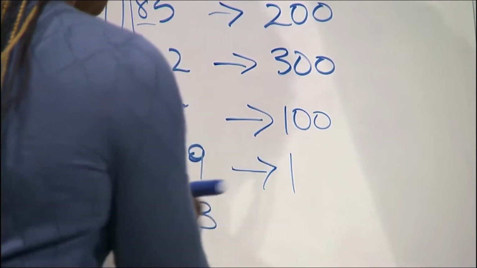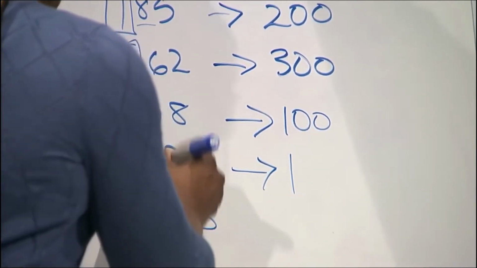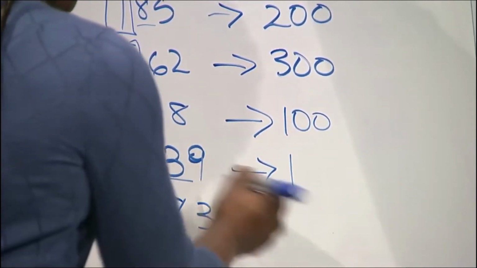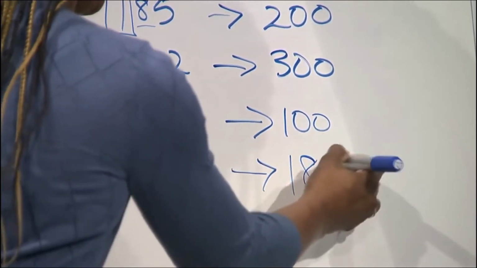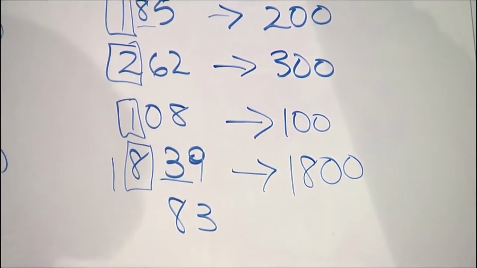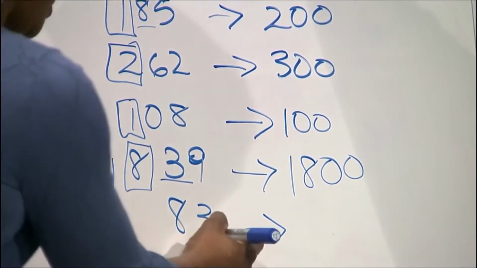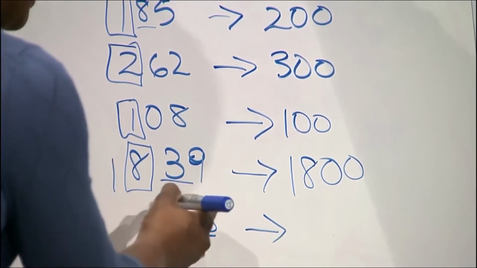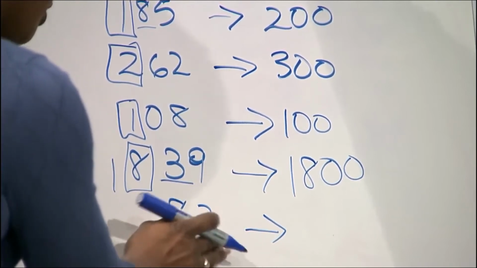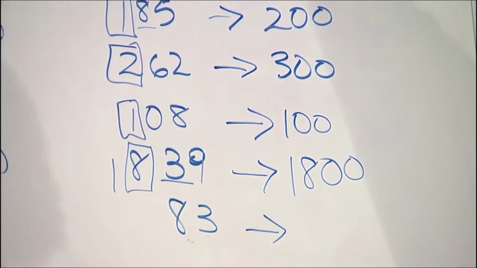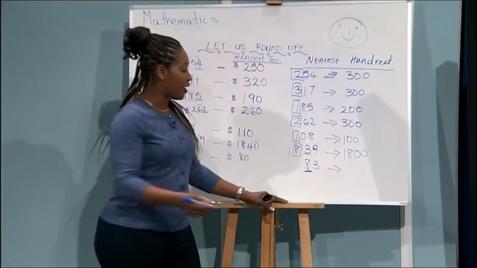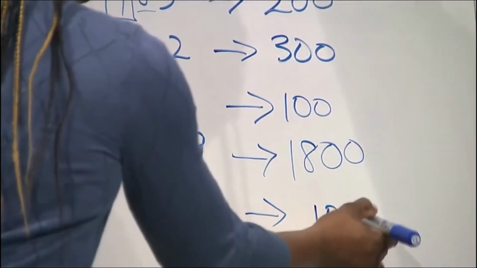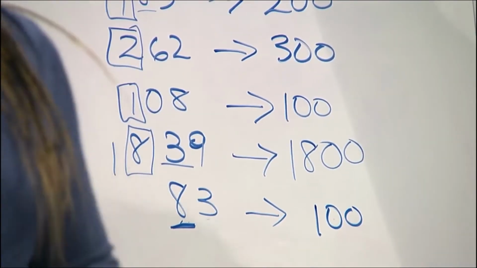And we have 1,000. The 8 is in the hundreds place. 3 is in the tens place. 3 is less than 5, so it's 1,800. Let's look at this one. You have 0 in the 100 place, and you have 8 in the tens place. It is greater than 5, so we round up. So 83 rounded to the nearest 100 becomes 100.